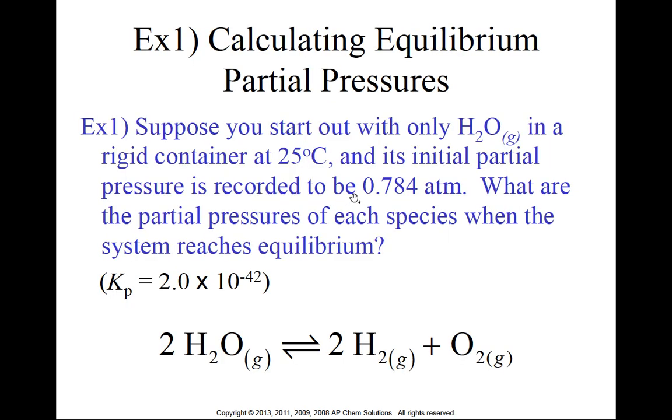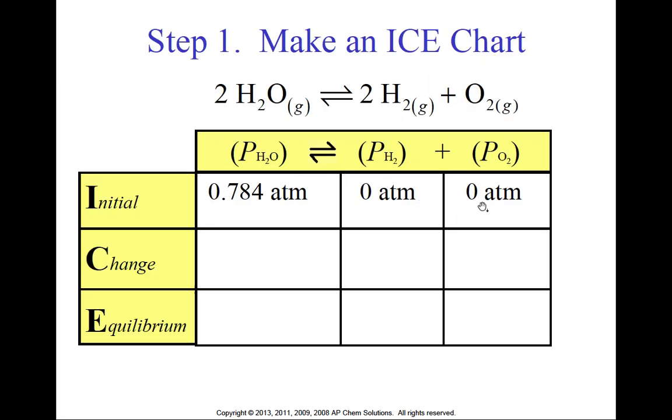It told us we started off with only water. That means our partial pressure of these two is going to be 0 because we don't have any yet, and it's at 0.784 atmospheres. Now, as this reaction proceeds from reactants to products, we're going to lose some of our water, and we're going to gain hydrogen and oxygen gas. So this is going to decrease by an amount that we don't know yet, so we're going to call that X. But there's 2 moles of it, so we're going to call that 2X. This is going to increase by some amount, which is going to be equal to this. So we're going to call this an increase in 2X and this in X.